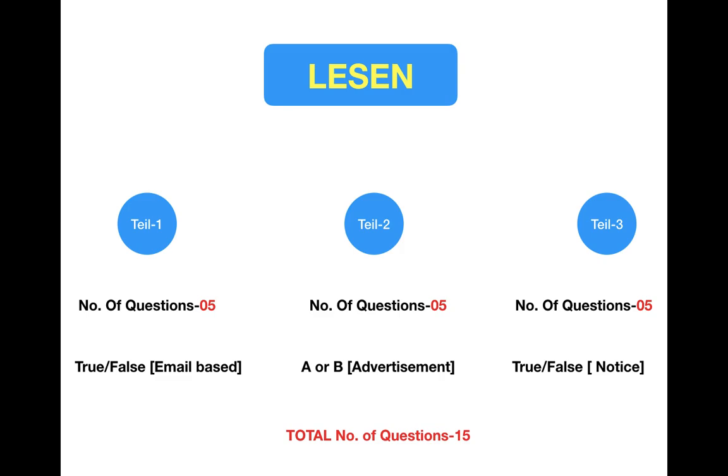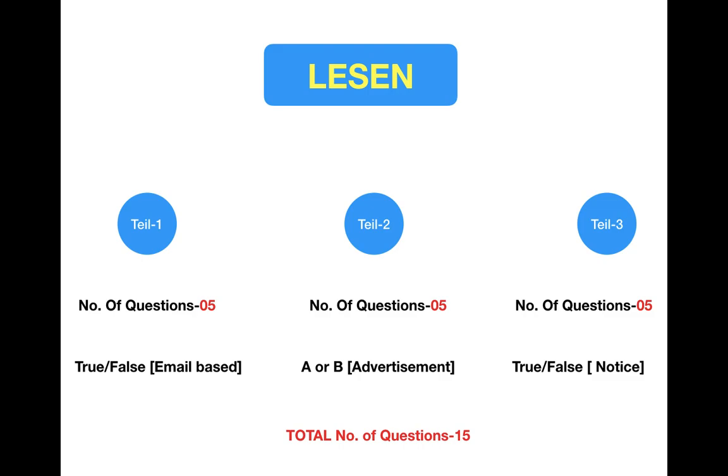Next is Teil 3, part 3. Again, the number of questions is 5, and here you get a notice. Small notices are given, some information will be mentioned. You need to read the notice carefully and on the basis of that you need to tell whether the statement is true or false.